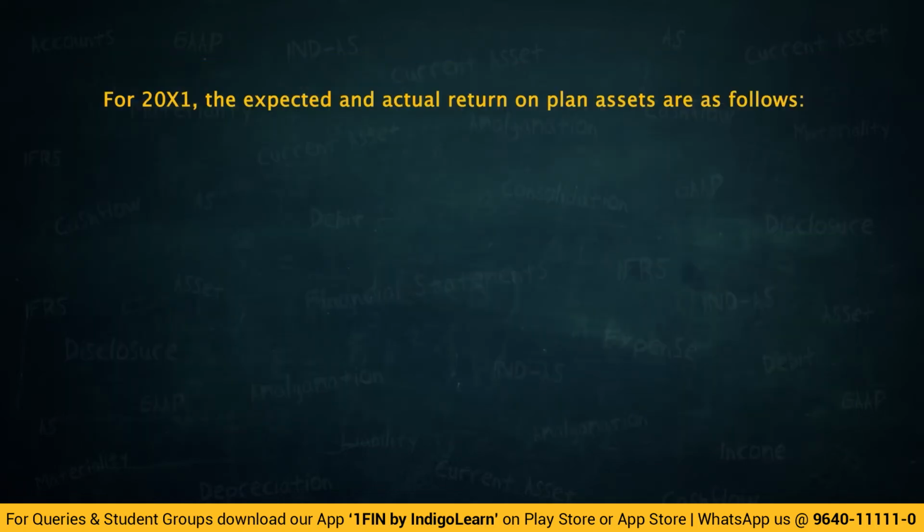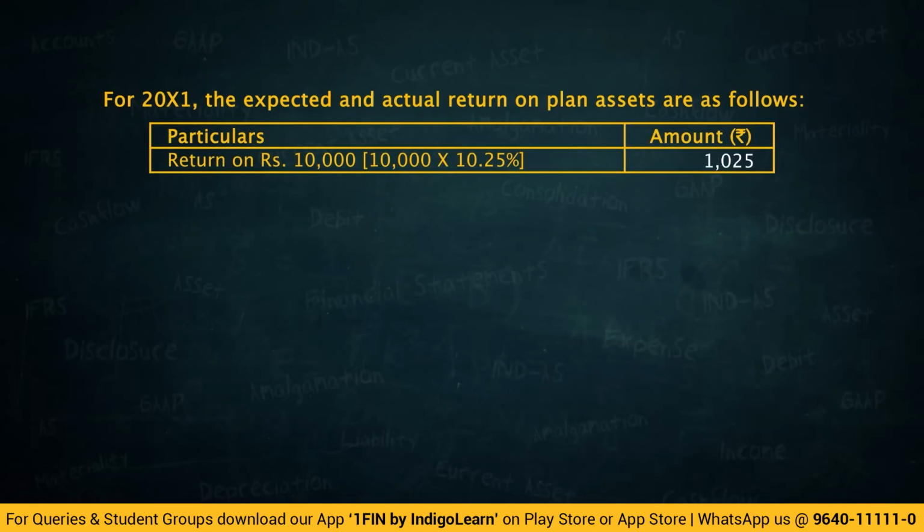For 2011, the expected and actual return on plan assets should be computed. Now, how should we calculate? Now, listen carefully, concentrate on this. We had 10,000 as the opening balance. On 10,000, for the entire 12 months period we can earn return. At what rate? 10.25%. Apply 10,000 into 10.25% into 12 by 12.